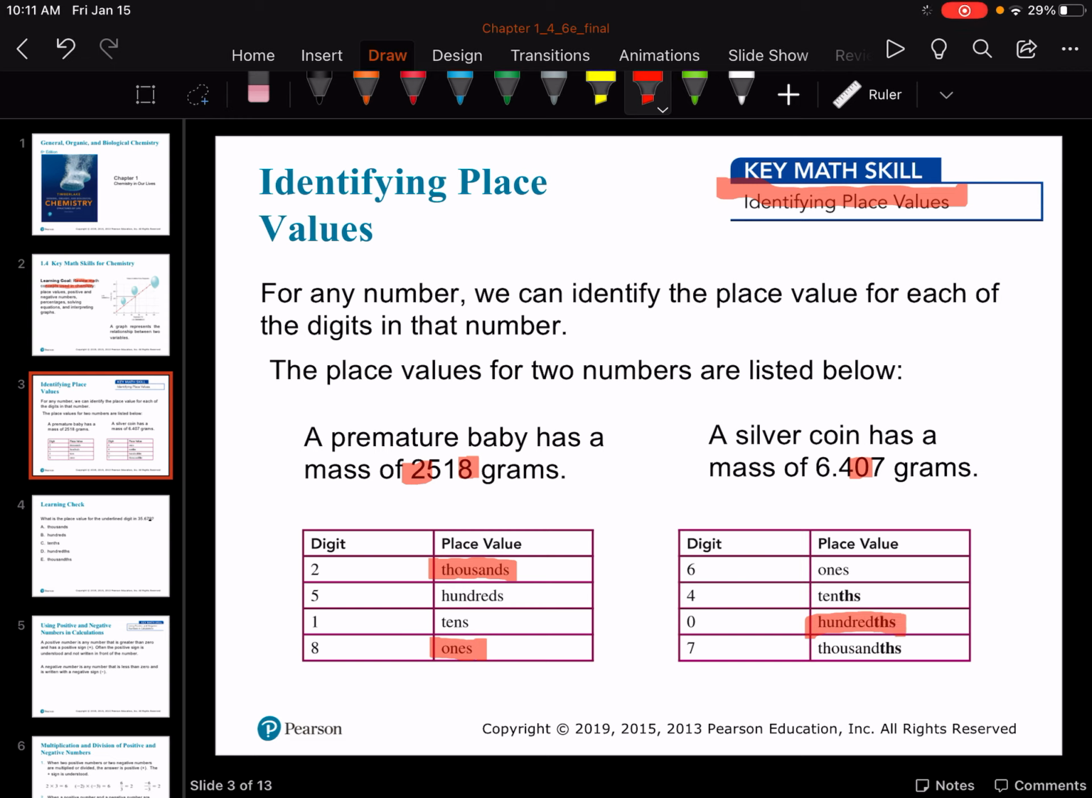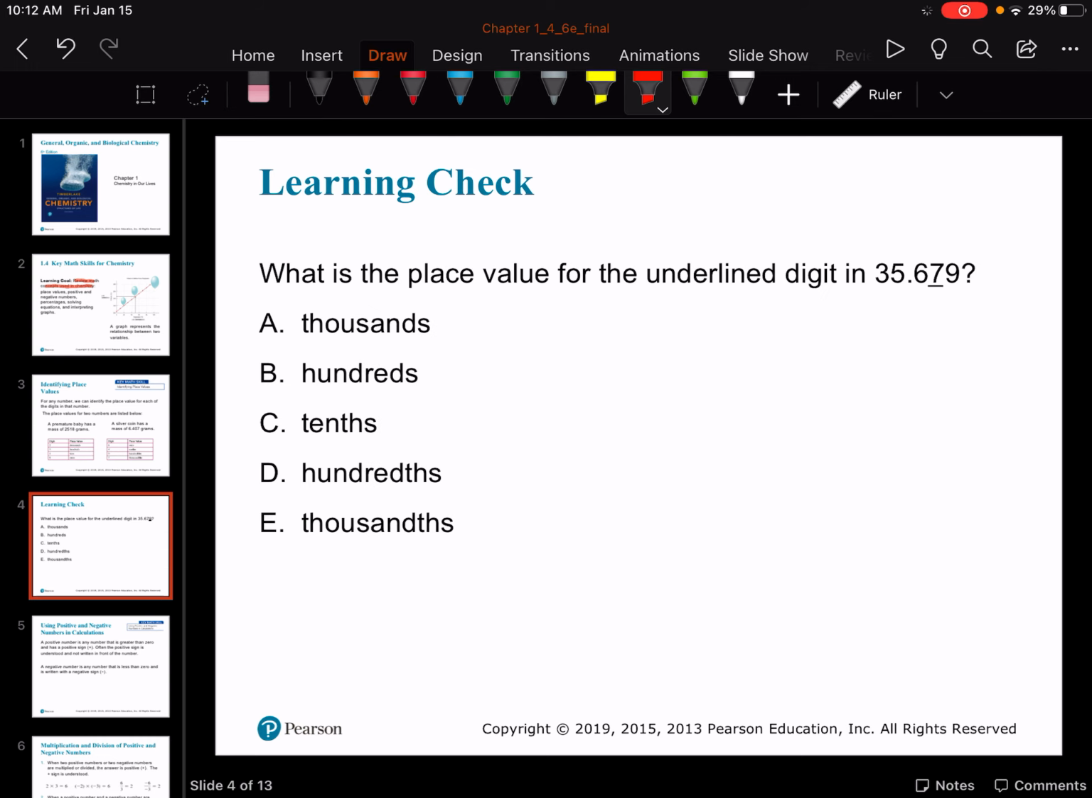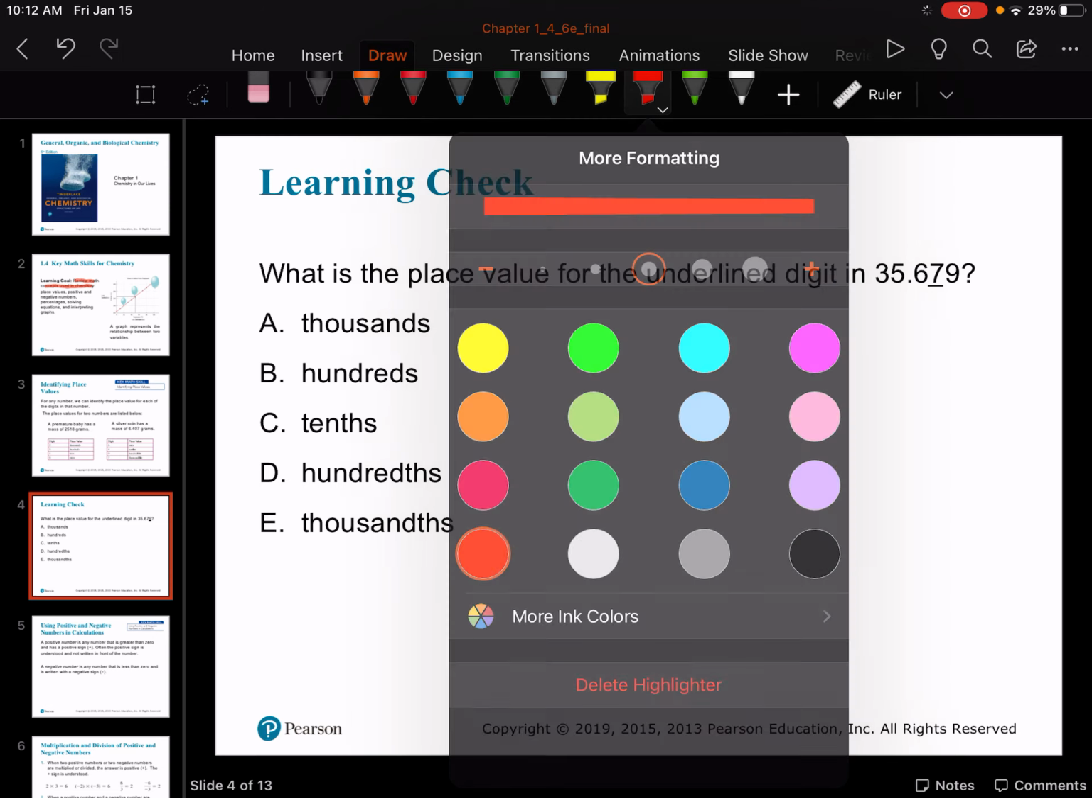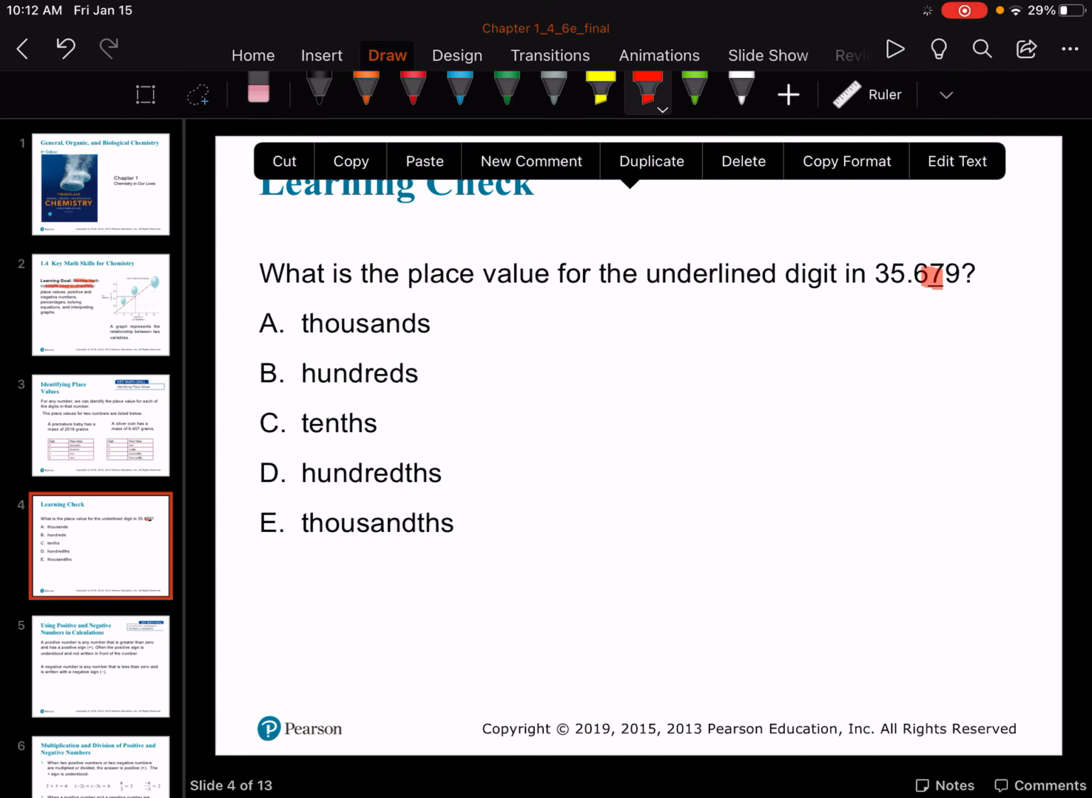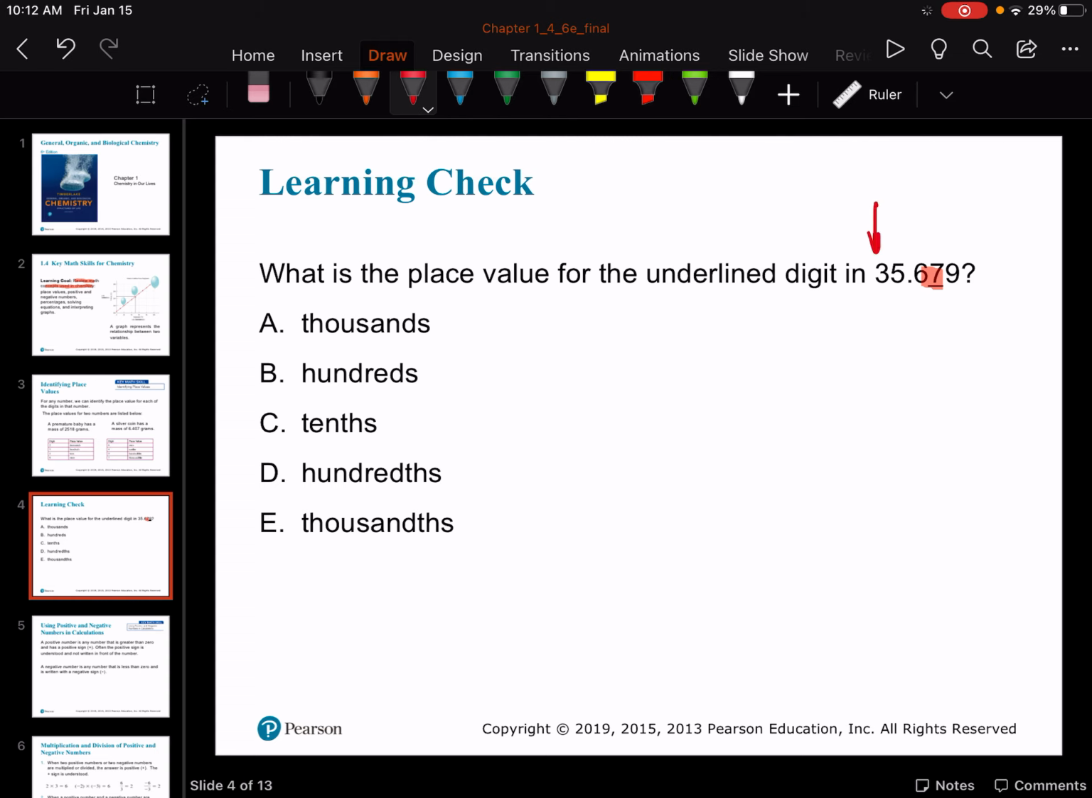So that may seem a little bit elementary. It's true, you learned this a long time ago, but we do need it. And if you get that mixed up in your analysis of data, you're going to have trouble, okay? So let's do a learning check. What is the place value for the underlined digit in this number, 35.679? The underlined digit is 7, right? Can you see this is the tens, ones, tenths, 100ths. Okay, so it's the 100ths place.